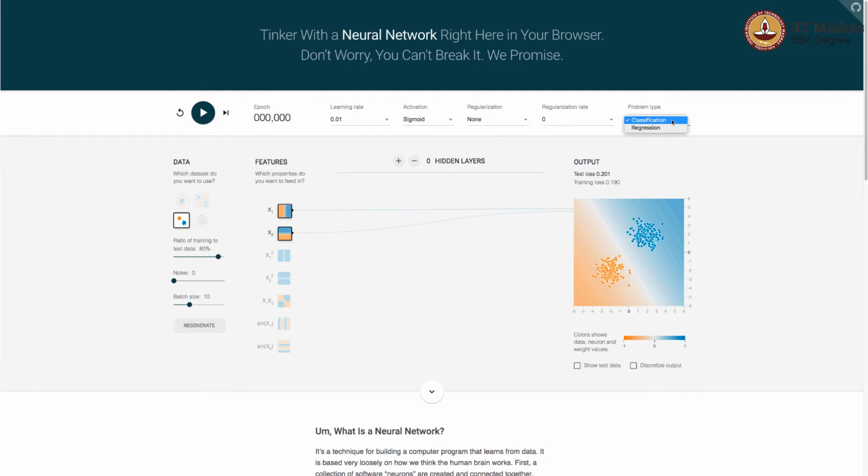Here we can select the problem type, and we have selected classification. You can also select regression as the problem type, but for this demonstration we are using classification. Now we'll first press this regenerate button and regenerate the training data. So we have regenerated the training data and we will now start training the model. When we start training, initially some random values are assigned to the weights.